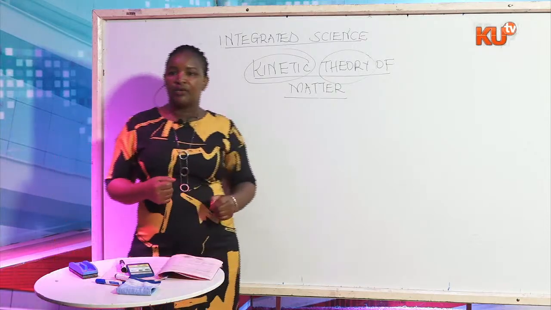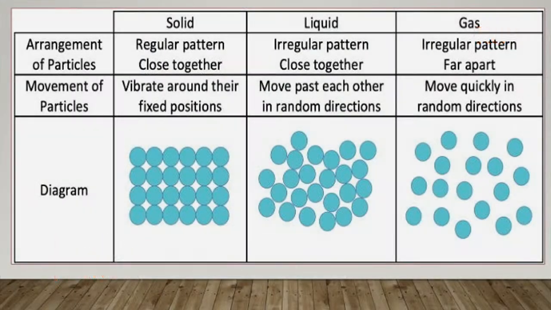Let's look at the liquids. We go back to the diagram again. Liquids have an irregular shape. If you observe, they are close together, yes, but not as close as they were in a solid. There is at least a bit of space in between them. So what is the implication of that on how the particles are able to move?